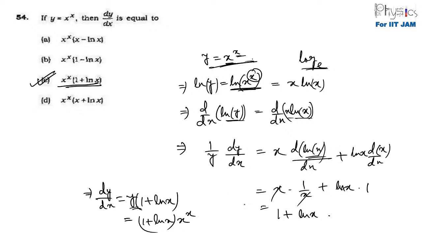That means, Shagoto, your answer is correct. It is option C, x to the power x times 1 plus ln x.